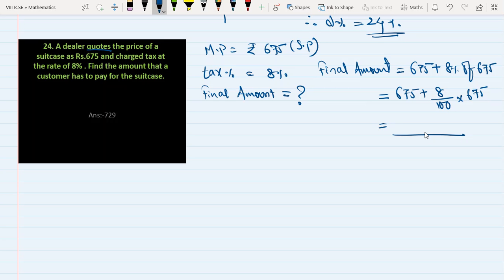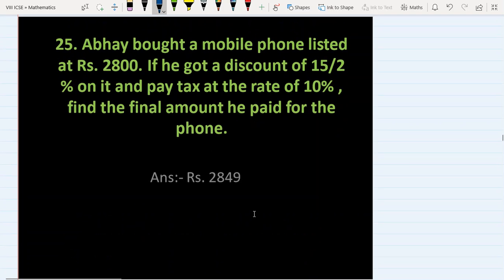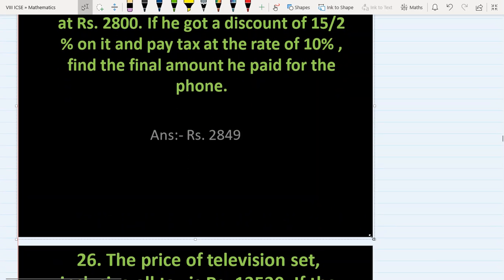Okay, so 675 divided by 100 multiplied by 8, which is 54. So 675 plus 54 is nothing but rupees 729. This is the final amount our customer has to pay. Easy. Okay, 7 questions done, 3 more to go. Now tax questions are started.